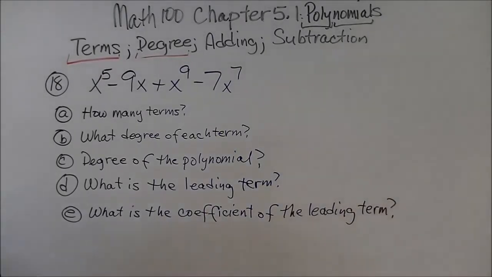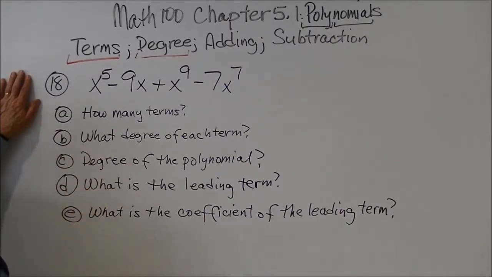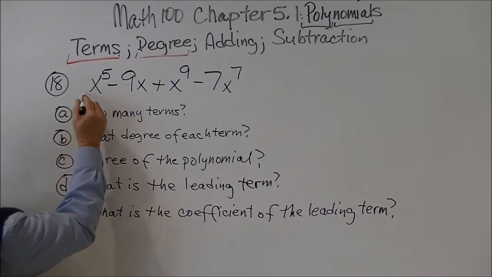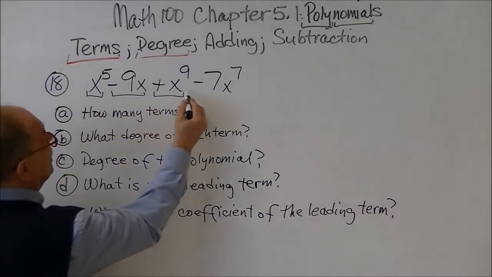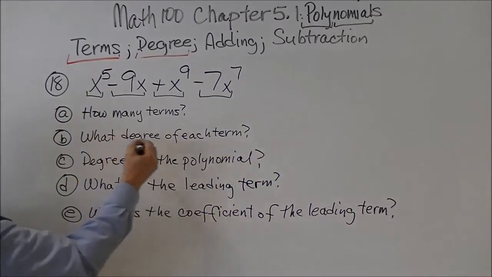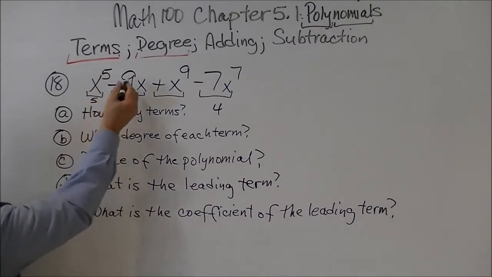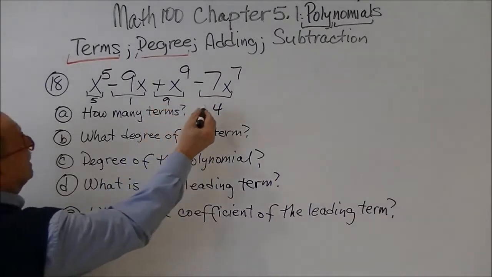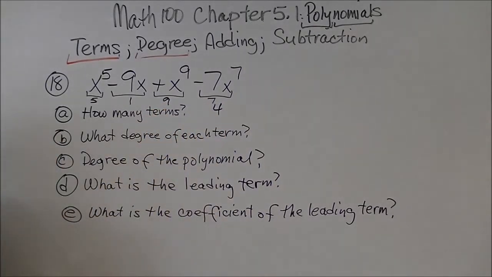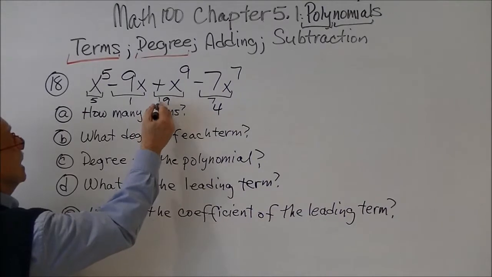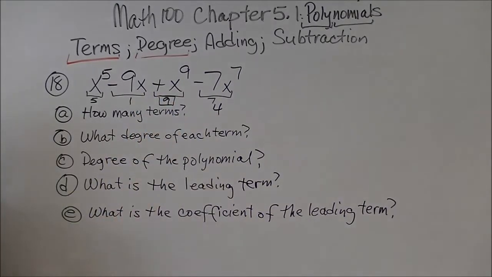Okay, going into number 18, it's a multi-part question. First, they're asking how many terms are in this expression? Well, 1, 2, 3, 4. So there are 4 terms. What degree of each term? Well, this one's going to be 5, 1, 9, 7. What is the degree of the polynomial? Well, you look at it, the highest one is 9. So that's the degree of the polynomial.